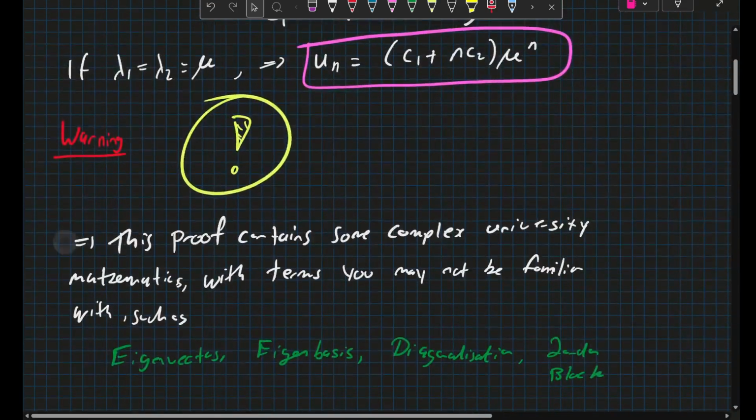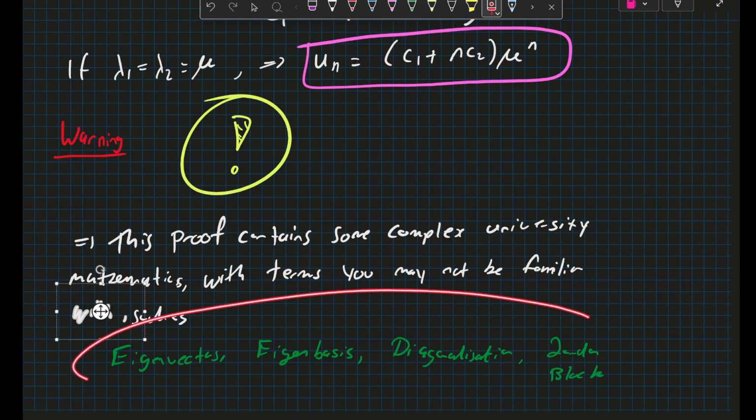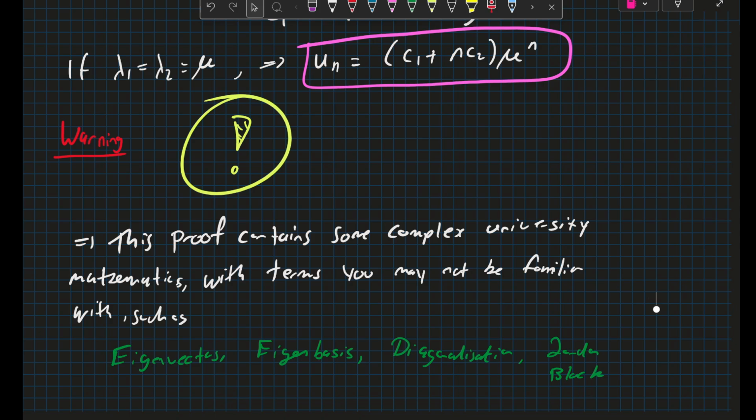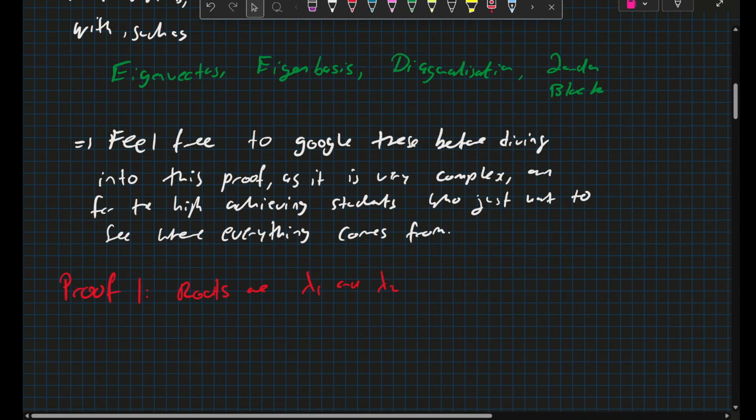Now, one warning before I actually do go ahead with this proof is that we're going to be employing techniques you'll find in the linear algebra course. So everything to do with essentially matrices and manipulating those matrices. And in particular, these four terms here: eigenvectors, corresponding eigenvalues, the eigenbasis, diagonalization, and then for particularly the second one, we're going to get to a thing called the Jordan block. So you can Google those topics if you really want to before resuming the rest of this video, or you can just sit back and watch this proof unfold.